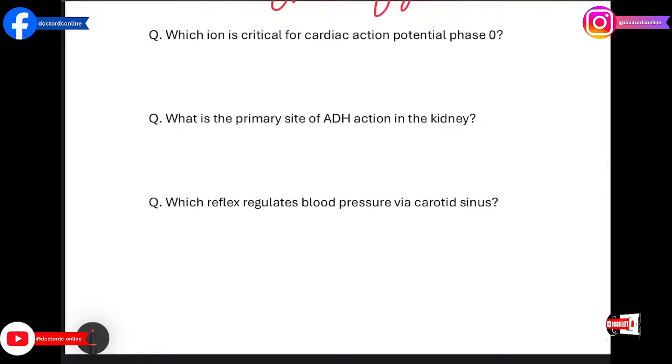The next question is, which ion is critical for cardiac action potential, Phase 0. And the answer is sodium, because rapid sodium influx causes depolarization in cardiac cells.